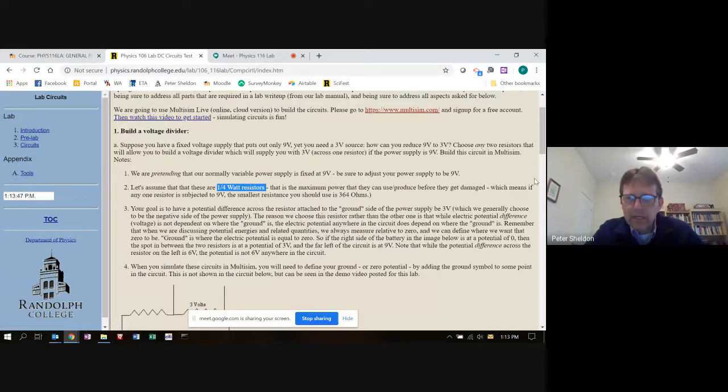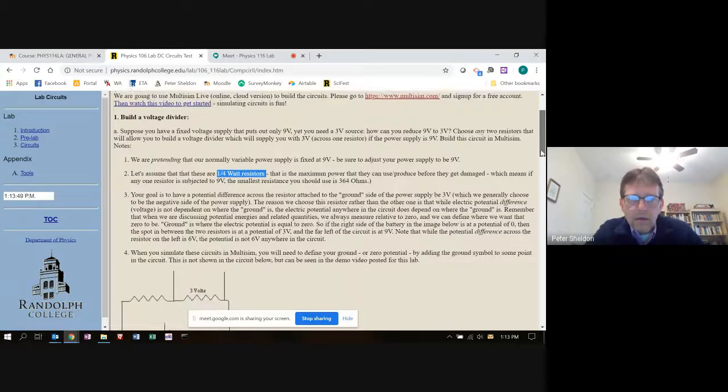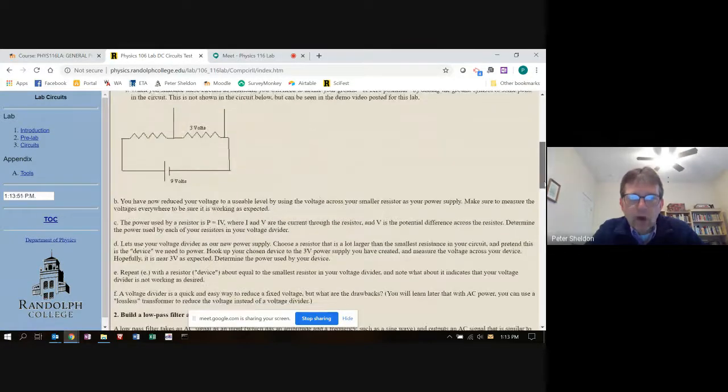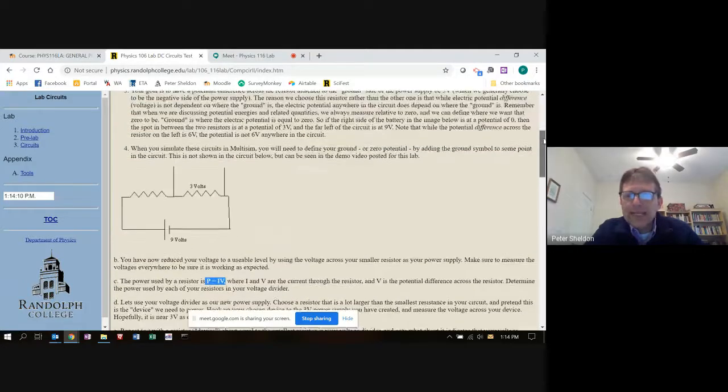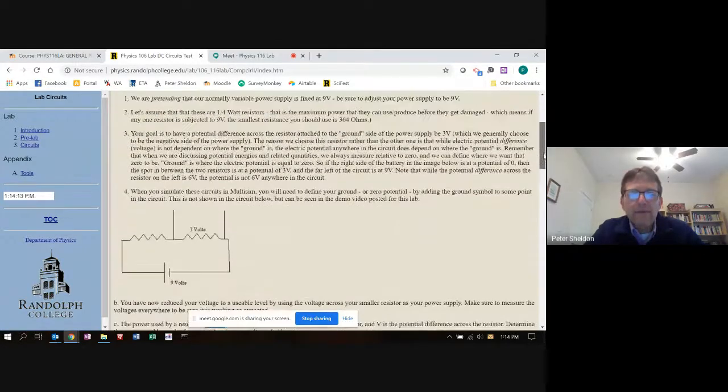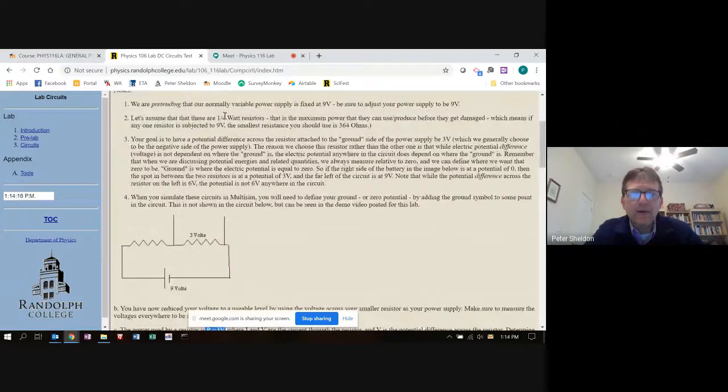That's somewhere here in the lab. Power through resistor, P equals IV. So it turns out that if your resistance is too small, then your current is going to be too big and IV is going to be too big. Remember, the voltage is just 3 volts. So if I times V is bigger than 1/4, that's too much.